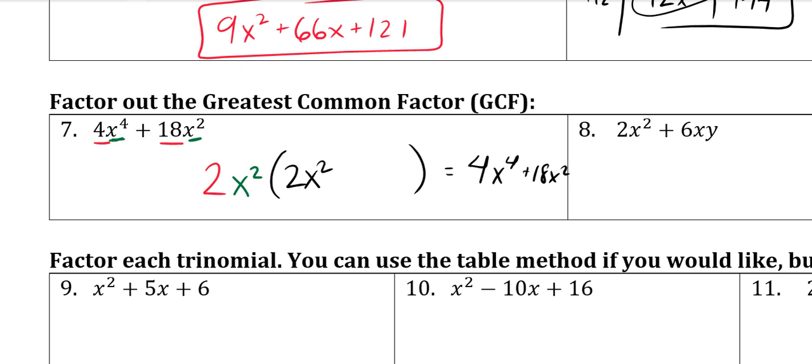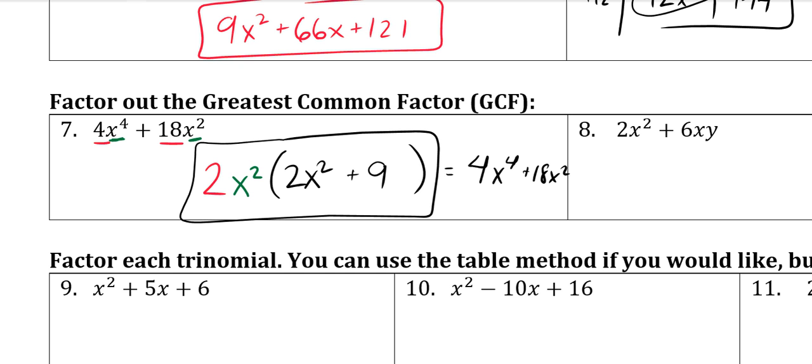What needs to be here so that it'll make 18? Well, 2 times 9 will make 18, and there can't be any extra x squareds because there's already x squared distributing here, and that only has x squared. So this is your final answer. You can check by actually distributing and seeing that you get the original problem. That's what we call factoring out, because if you did distribution, that would be checking it. That would be the forward process.